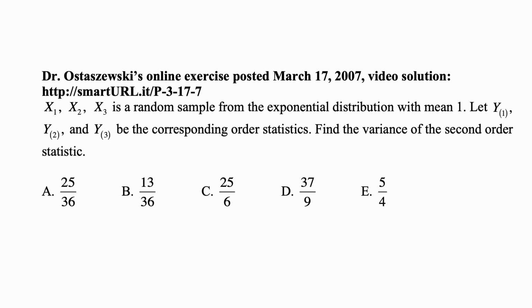Here's a problem for today for exam P on probability. X1, X2, and X3 is a random sample from the exponential distribution with mean 1. Let Y(1), Y(2), and Y(3) be the corresponding order statistics. Find the variance of the second order statistic.